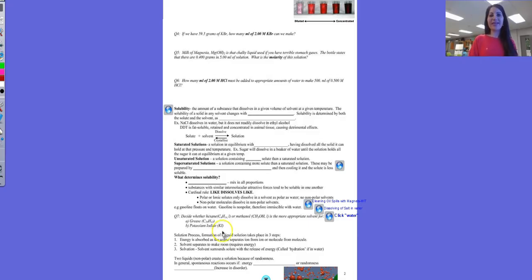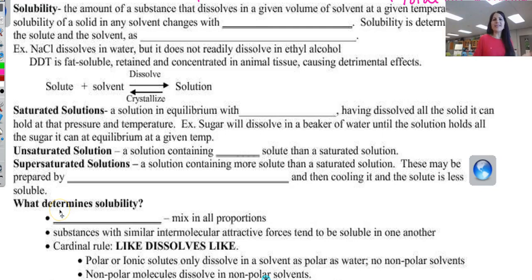So let's take a look here, and we are talking solubility, all right? What is solubility? It says it's the amount of substance that dissolves in a given volume of a solvent at a given temperature. Now, the solubility of a solid in any solvent can change. As soon as you change your temperature, you can change how soluble it is. Almost always, if you change the temp, you'll change the solubility. It's determined by both the solute and the solvent, and the units we typically give are grams of solute per liter of solvent.